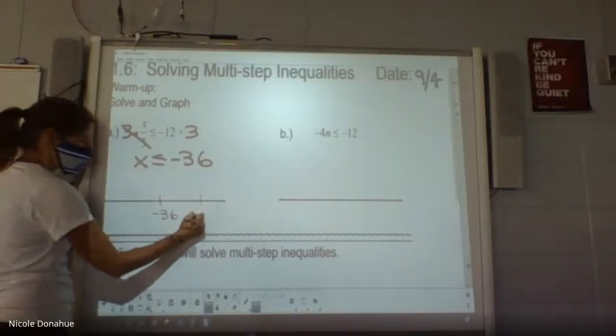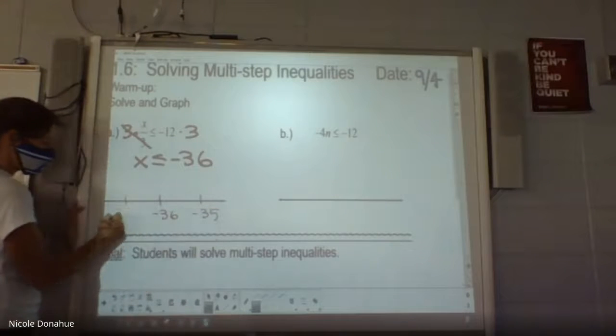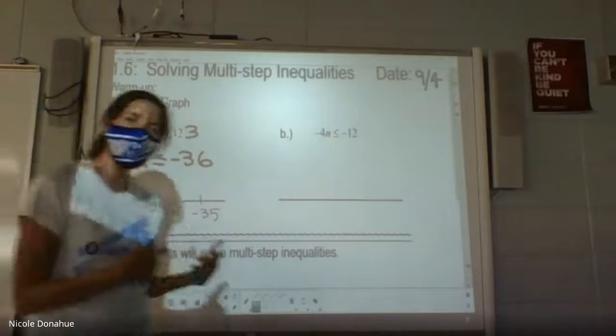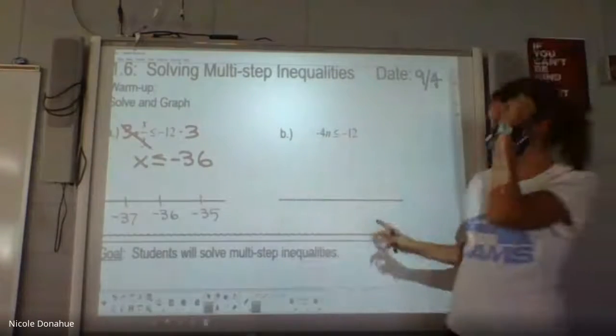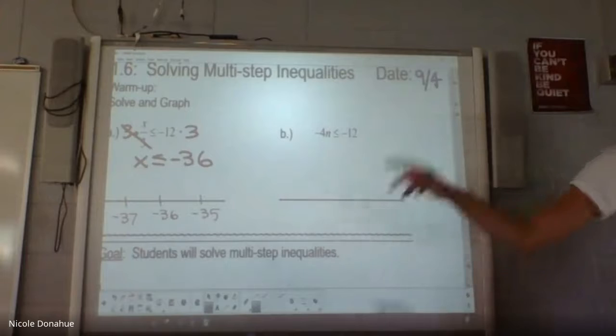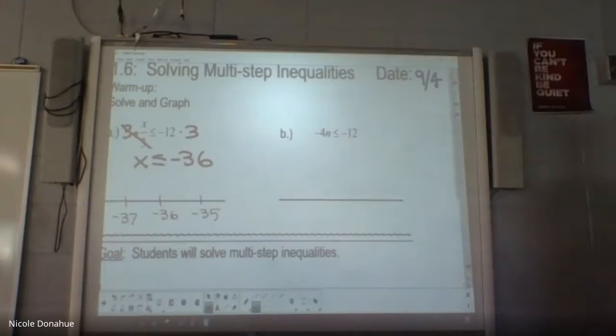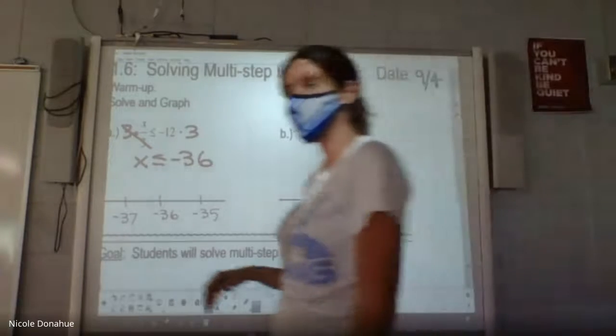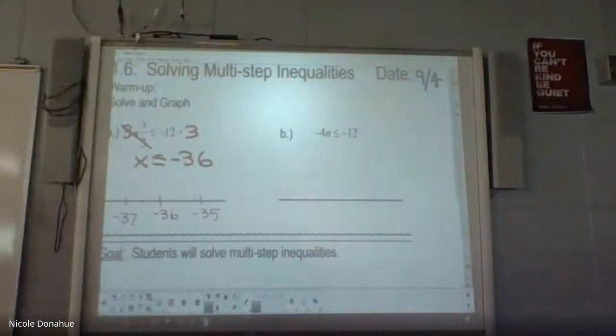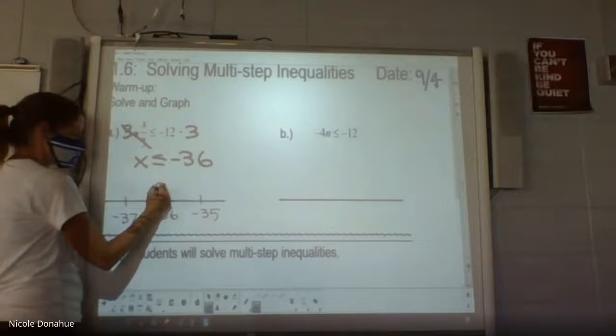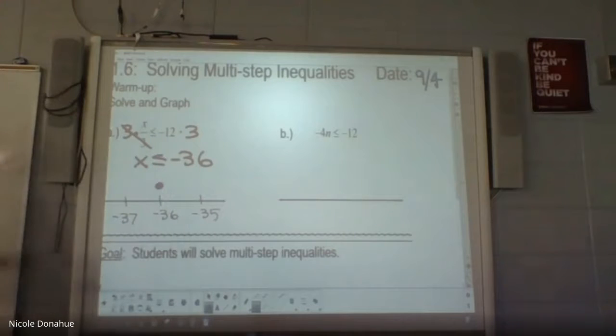So negative 36, negative 35, negative 37. A number line works this way, where the bigger numbers are to the right, the smaller numbers are to the left. So negative 35 is actually bigger than negative 36. Do you remember what kind of circle we use for equal to? Open. Close. Fill. It is filled in because it's included as part of the solution. So we're going to color this negative 36 in. If someone saw that, they would know negative 36 works as a solution.